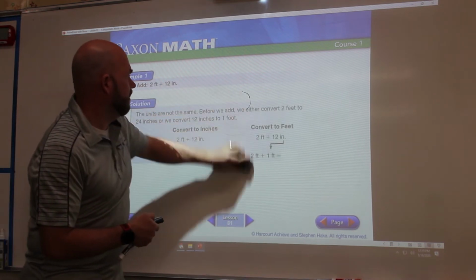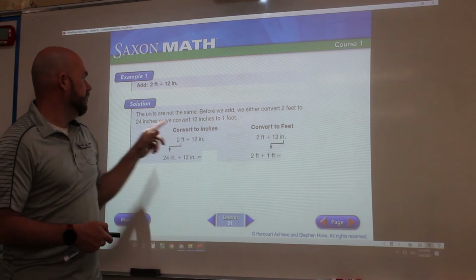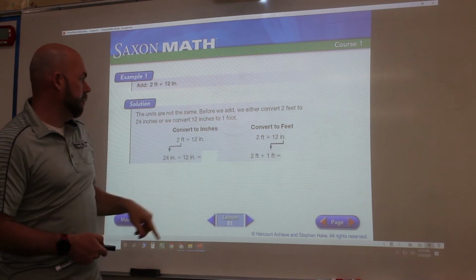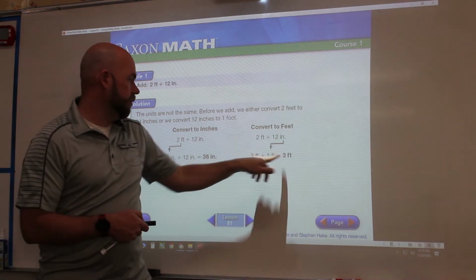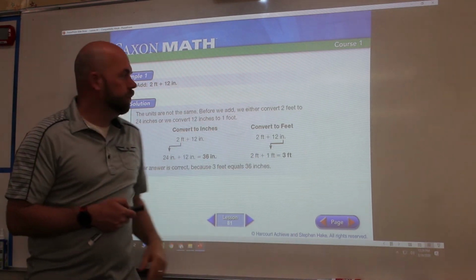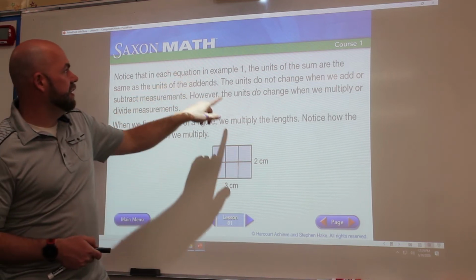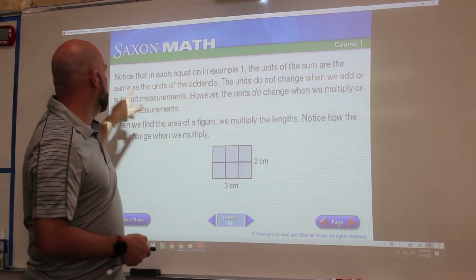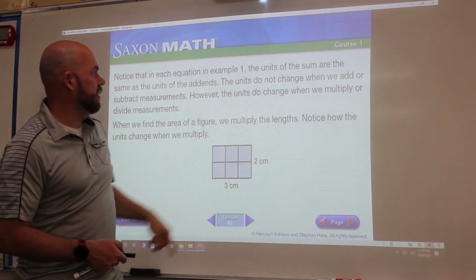It's going to just tell us the same thing here. Units are not the same. Before we add, we must convert 2 feet to 24 inches or 12 inches to 1 foot. So that's exactly what we just did. We get 36 inches or 3 feet, and it's equal. So that one's not too tricky. Now in each equation in example 1, the units of the sum are the same as the units of the addends. That's talking about these things here.